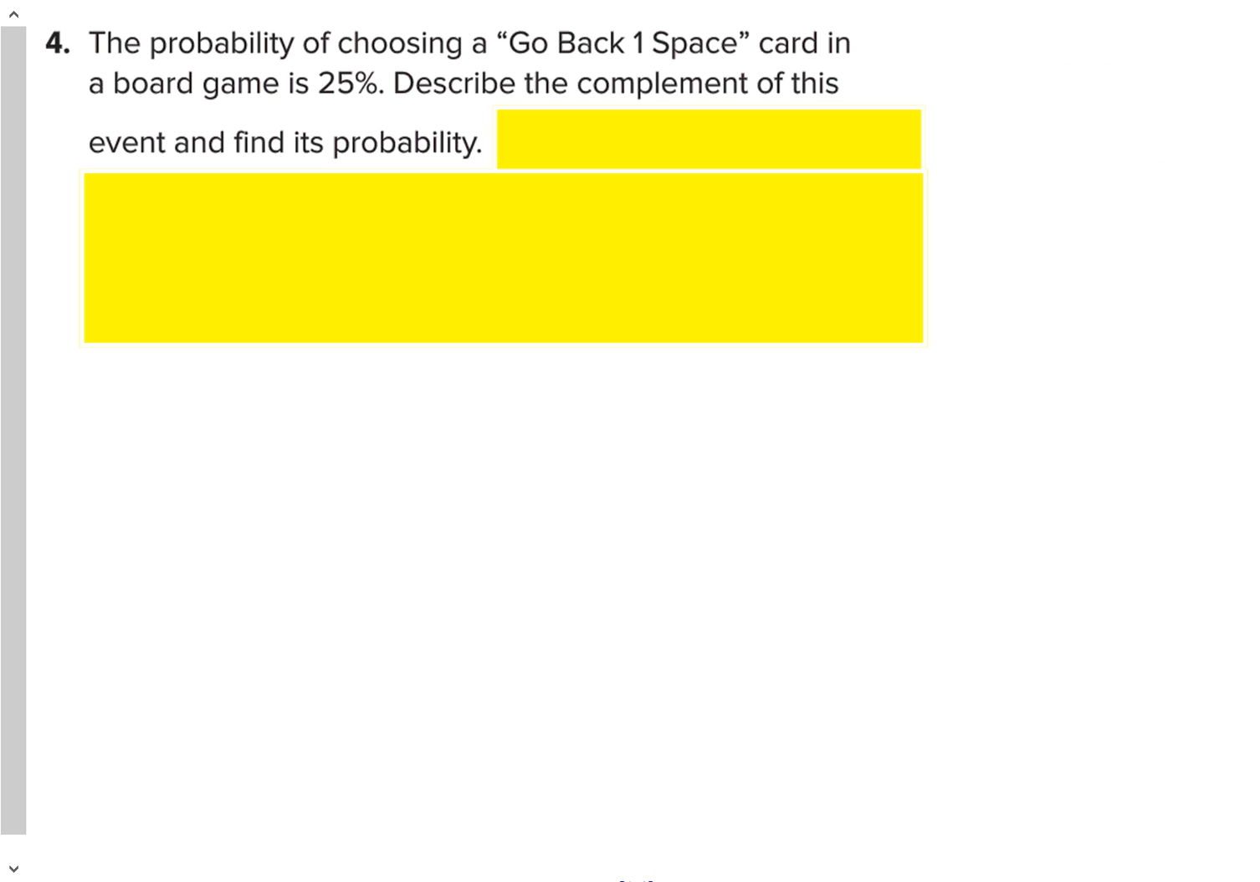Okay, here's example 4. The probability of choosing a go back one space card in a board game is 25%. Describe the complement of this event and find its probability. So here we already know the probability of go back one space. I'm just going to say probability of X, and then X is going to be go back one space. I want to write that whole thing out.